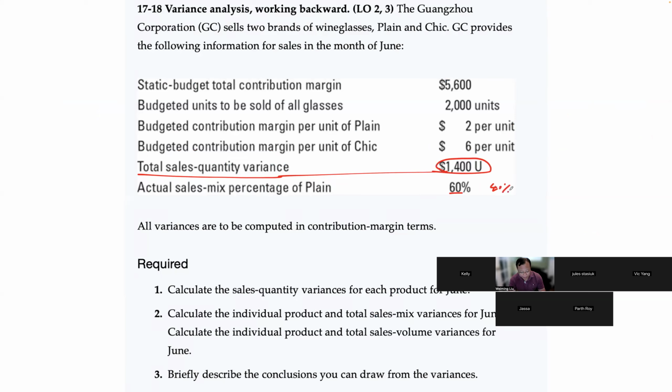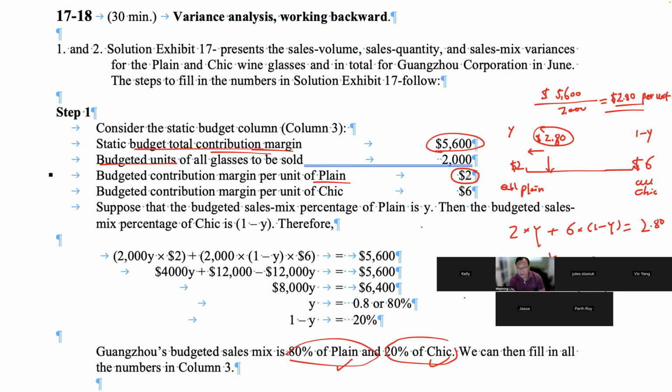So this is good news because plain has only $2 contribution margin, cake has $6, right? If you give more weight to cake, that's better. The actual number shifted this way, because it's not 80-20, the actual is 60-40. So you have more sales mix for the item with higher contribution margin. Therefore, that sales mix variance is positive.